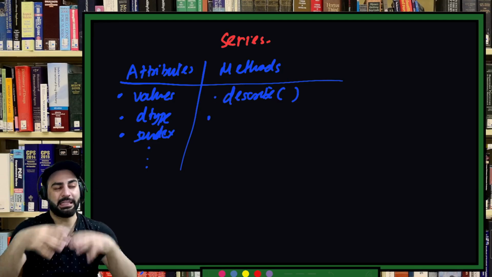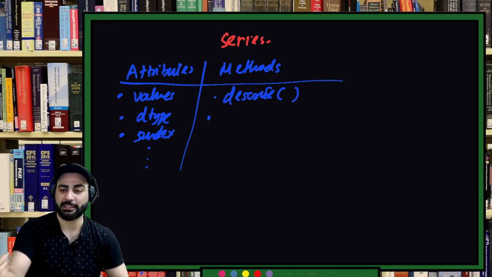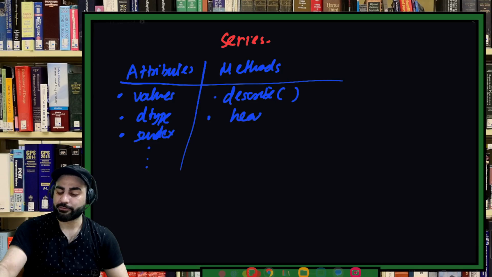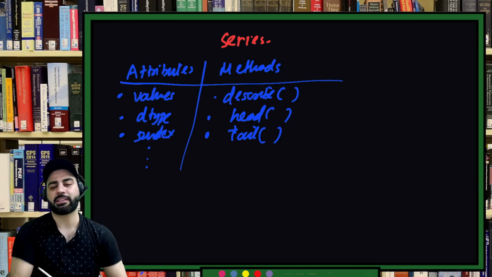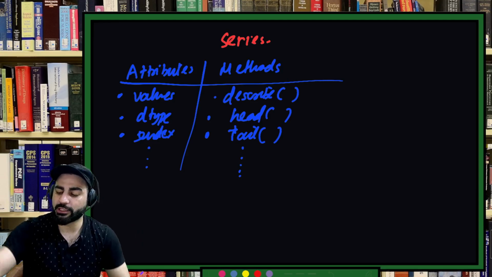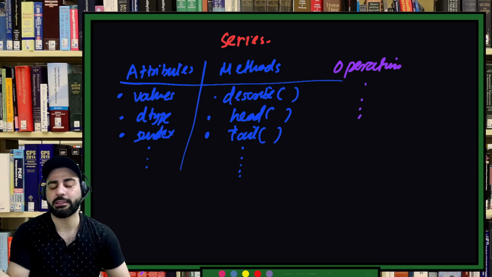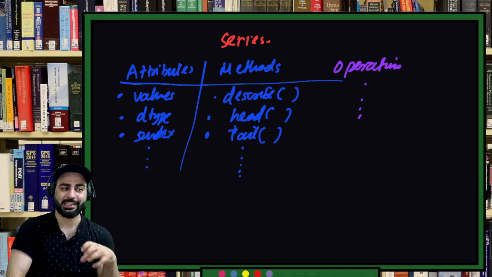Describe basically describes what are called stats. It describes different statistics of the data set. And then I showed you head, I showed you tail. These are all methods that you can use, and there are a lot more methods. And then there are different operations that you can do on these. This is where, once we have the real data set, we'll perform operations.